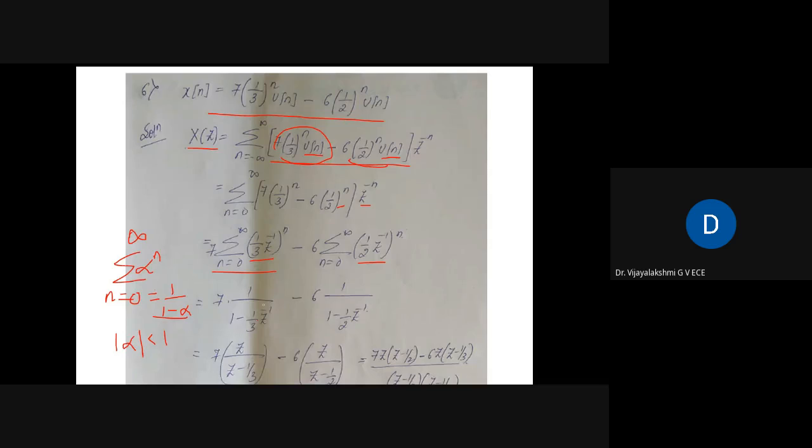In place of alpha, what do I have? 1 by 3 z inverse. Here, 1 by 2 z inverse. Fine. Now we have simplified. By taking the LCM, we have simplified. So this is the X(z) you are getting.